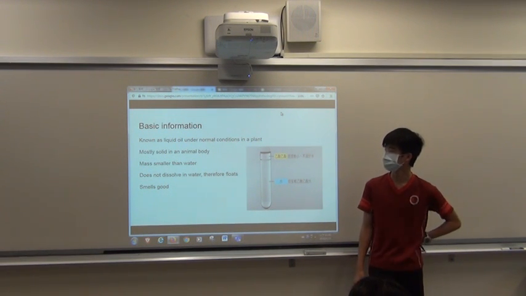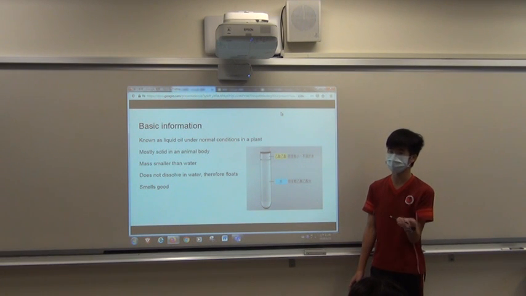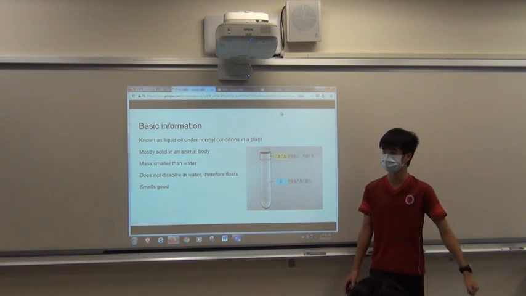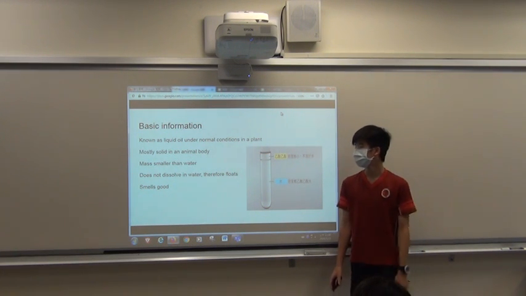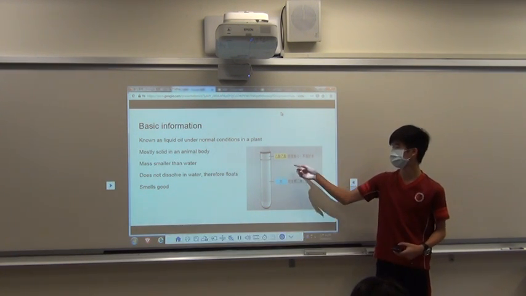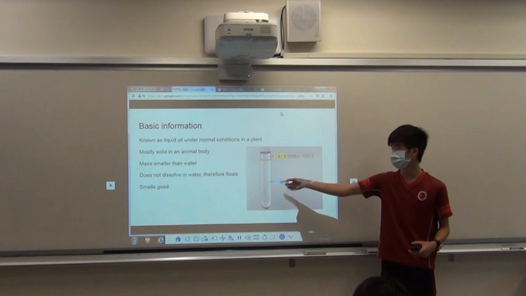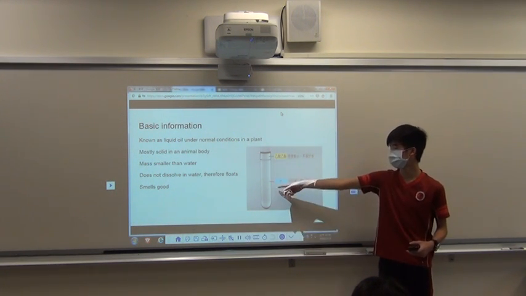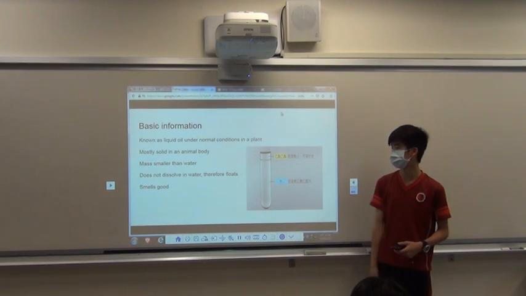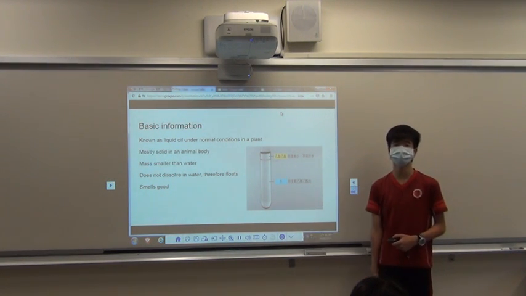But it's more likely to be liquid inside of plants. Like all these oils coming from plants, those are the original version of these esters. As you can see, it has a smaller mass than water and doesn't dissolve in water, so it floats above the water. And yeah, it smells good.